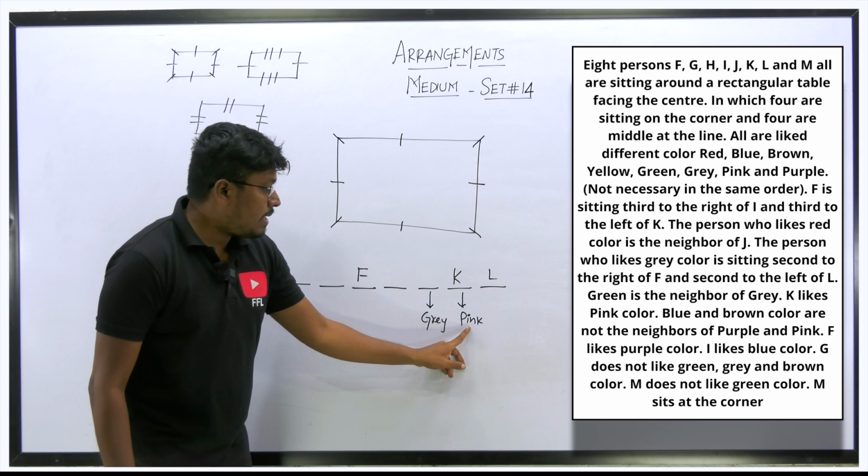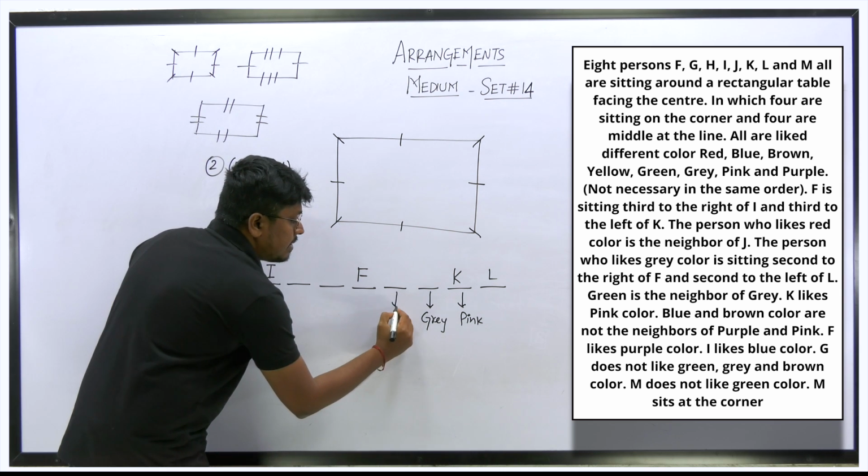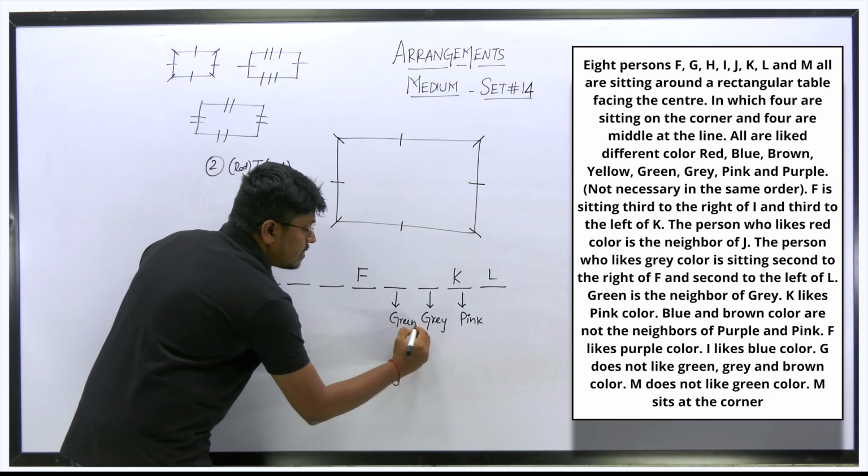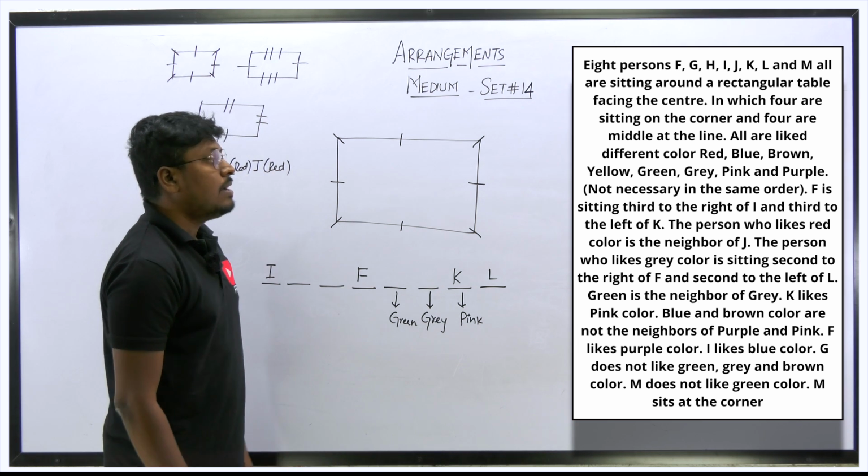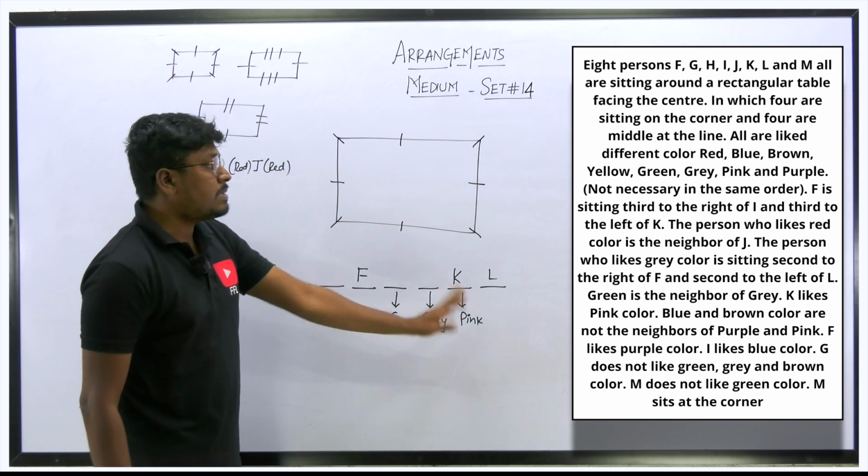So definitely we can't fix green here. So the only chance is that this should be green. Understood or not? So next, K likes pink color. Yes, K likes pink color.